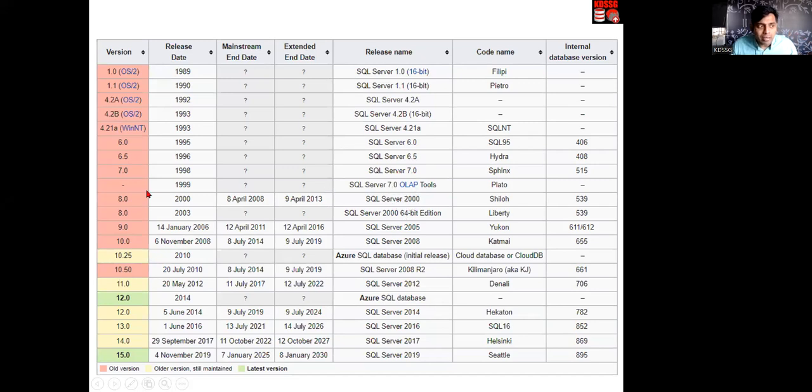Between 1990 and 2000, they made a game-changing strategic plan. They thought, now onwards, we will not call it SQL Server 6.0, 6.5, 7.0, let's call it with the year. So they started calling it SQL Server 2000. And after 2000, there were 2005, then 2008, then 2008 R2, then 2012, 2014, 2016, 2017, and then 2019. And now 2022 is going to be released. These are the versions of SQL Server.